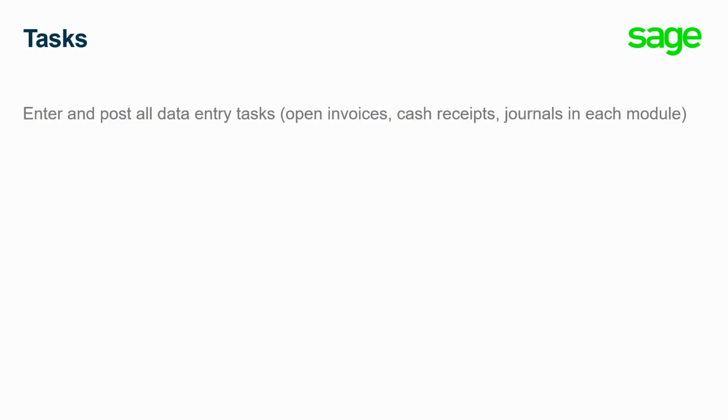Just as a reminder, at period end and year end, the tasks that should be completed are to enter and post all data entry tasks, such as open invoices, cash receipts, and posting journals in the module, printing the reports, reconciling the module to the general ledger, and then closing the module.